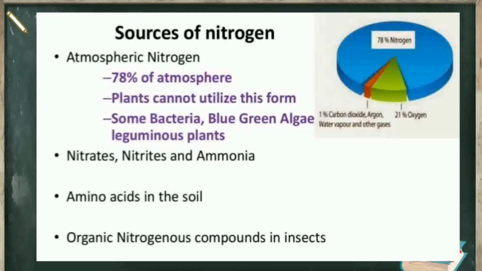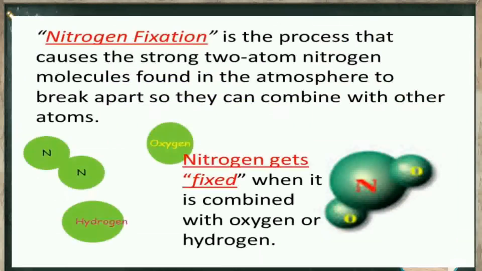Some bacteria, blue-green algae, and leguminous plants have the capacity to convert nitrogen into some usable form, which could be nitrates, nitrites, and ammonia. Amino acids in the soil and organic nitrogen compounds in some insects are also a source of nitrogen. Now, the first and foremost thing needed for nitrogen to be available to the plant is nitrogen fixation. The process of conversion of nitrogen to some usable form is called nitrogen fixation.